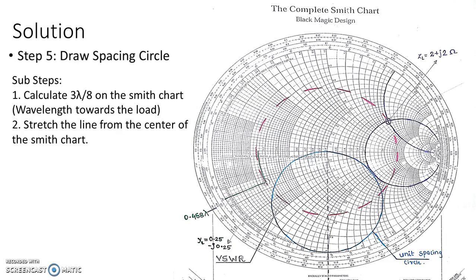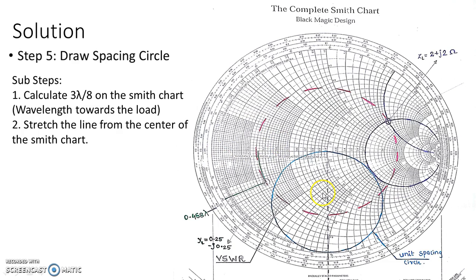Now, how to find this wavelength is very simple. We know that one complete revolution on a Smith chart gives you 0.5 lambda, that is 0.25 and half the way 0.25, so it is a total of 0.5 lambda. 0.5 lambda equals 360 degrees, right? So how much will 3 lambda by 8 be? That is a very simple mathematical calculation. It will come to be 270 degrees.